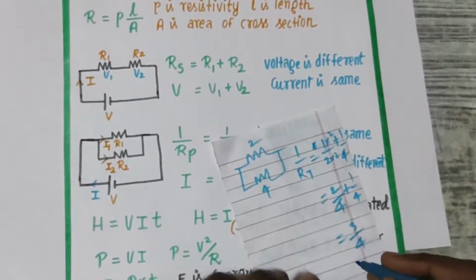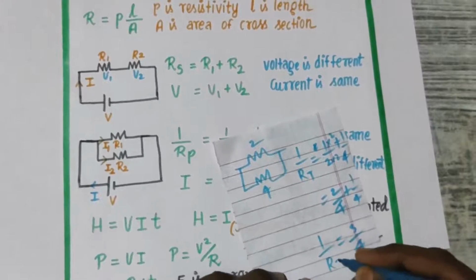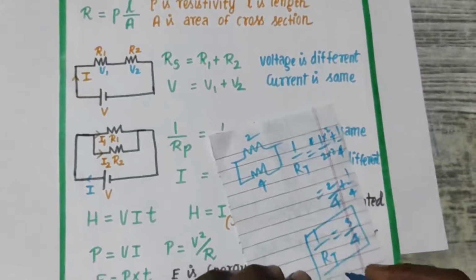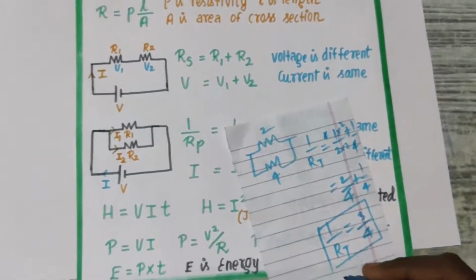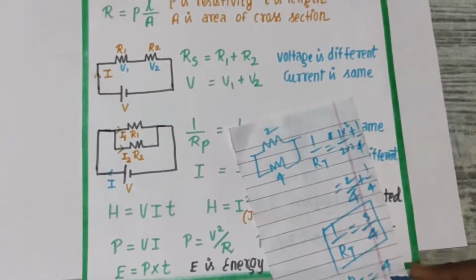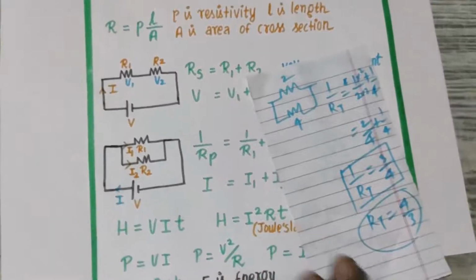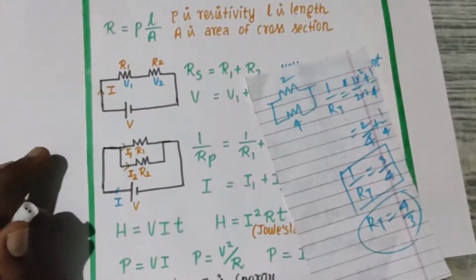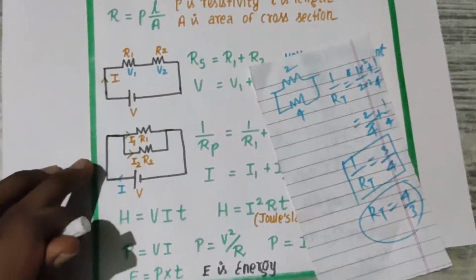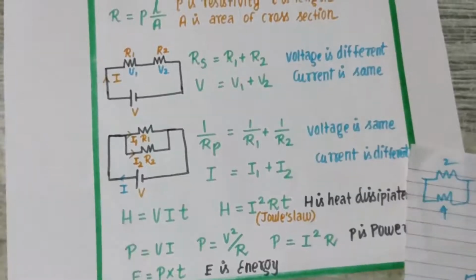This is how you will be calculating it, correct? So 1 by RT. Now you want to find RT. RT will be equal to 4 by 3, as simple as that. This is the total resistance of this circuit.